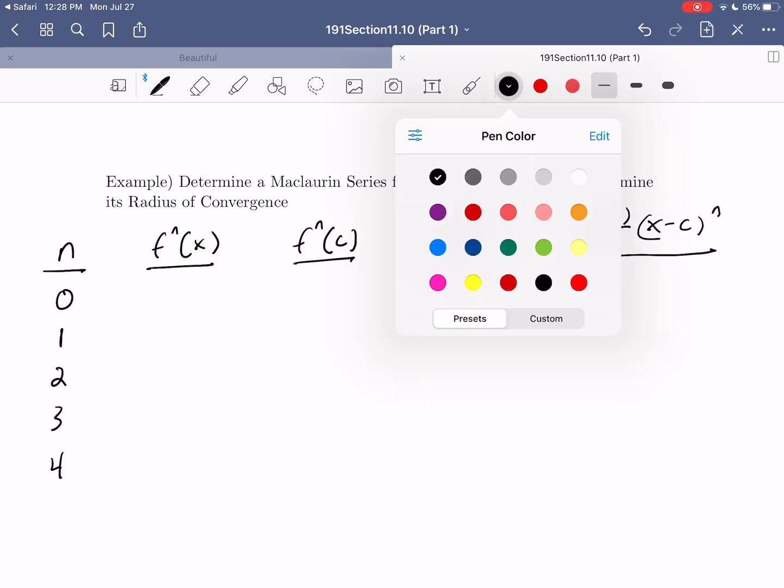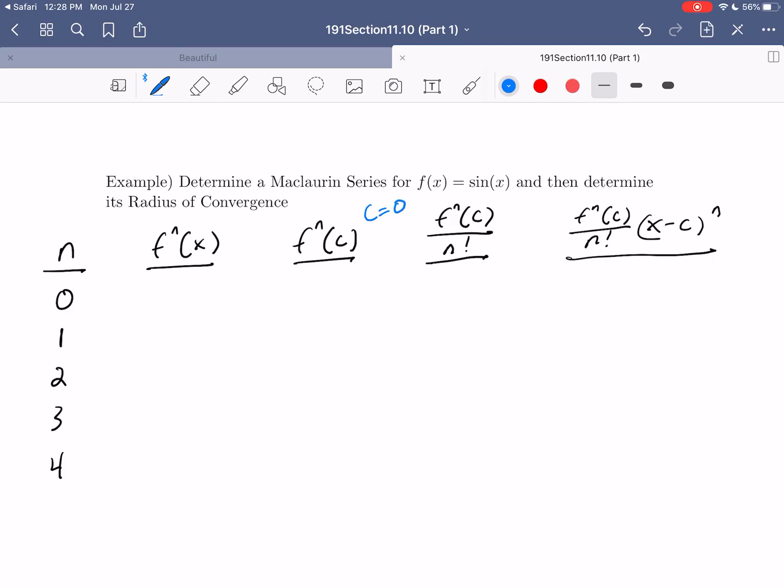Okay, and again, we're going to make a little note here. C is going to be 0 for this. Of course, later on, in the second half of 1110, we'll see some examples of building things that are not centered at 0. So that's why I'm writing this out in general. But right now, C equals 0, so it's going to be pretty easy to do this.